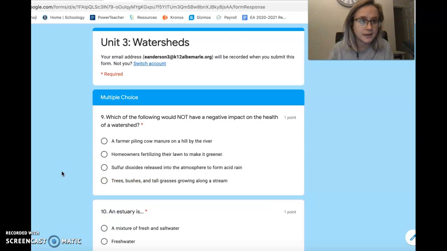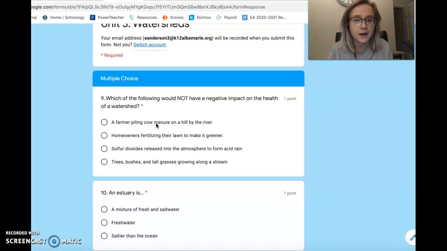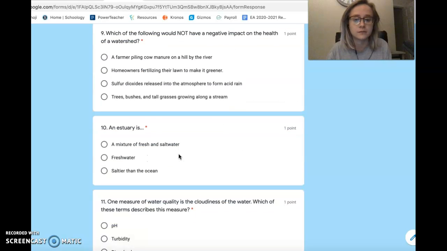We are now on the next page. Number 9, which of the following would not have a negative impact on the health of a watershed? A farmer piling cow manure on a hill by the river, homeowners fertilizing their lawn to make it greener, sulfur dioxides released into the atmosphere to form acid rain, or trees, bushes, and tall grasses growing along a stream. Which one of those would not be a bad thing for the environment?